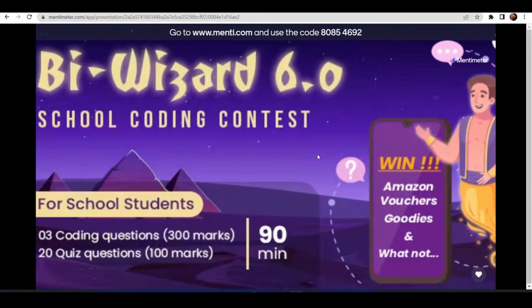This time you will be getting three coding questions, each of 100 marks, and you will be getting 20 quiz questions. Here 10 quiz questions will be of computer science fundamentals, and 10 questions will be of aptitude and reasoning, and you will be getting 90 minutes for all these questions, and you have to solve within the time.